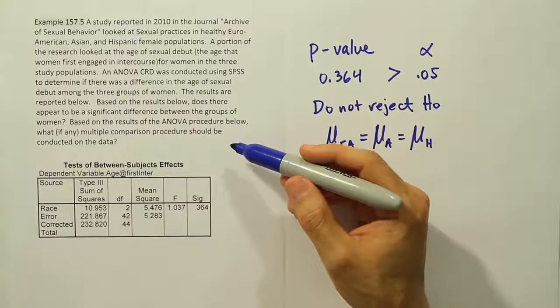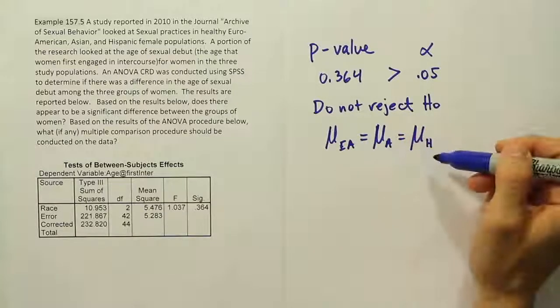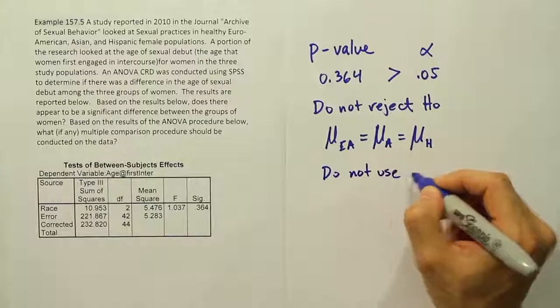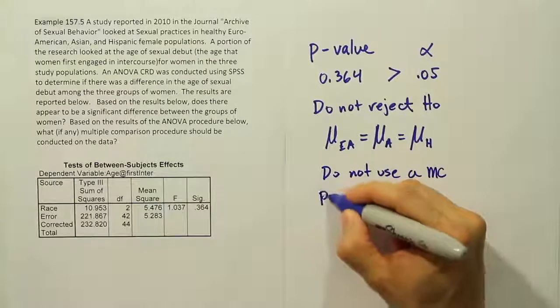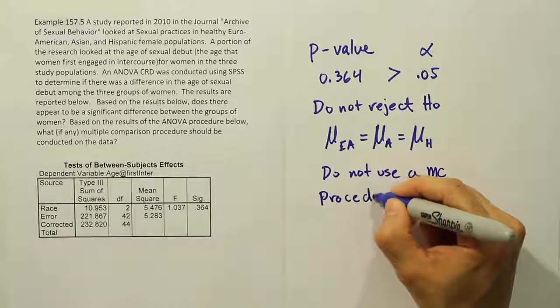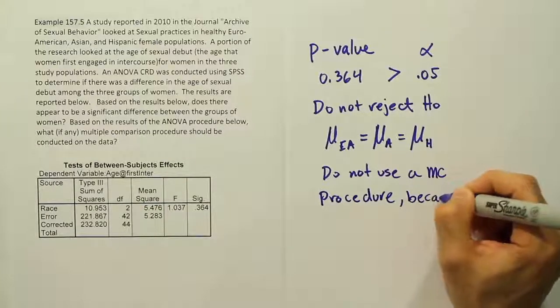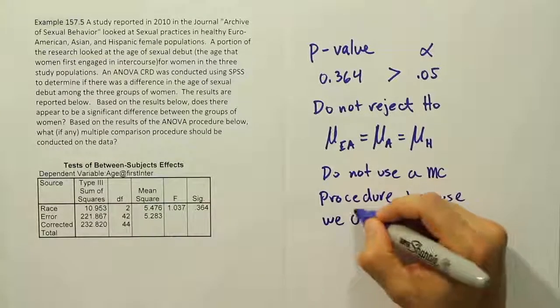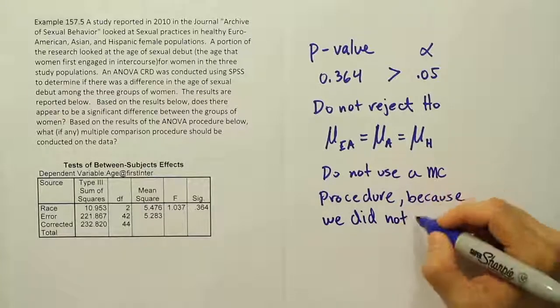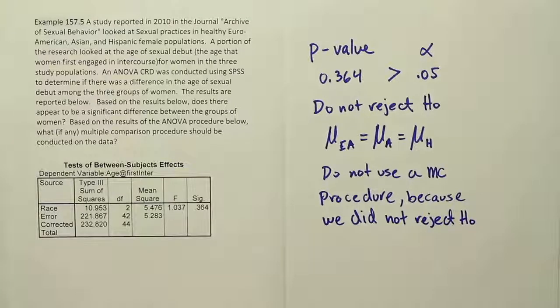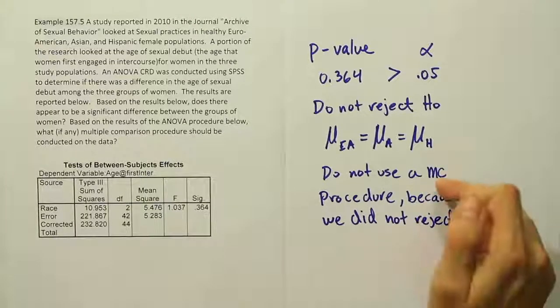So what multiple comparison procedure should be used? None, because essentially we were unable to reject the null hypothesis. So you just want to say, do not use a multiple comparison procedure here. It doesn't serve any benefit to do so. It would be a waste of your time, essentially. And the reason why is because we did not reject the null hypothesis. So please remember that in order to use a multiple comparison procedure, you should first reject the null hypothesis. If you don't do that, don't waste your time. If you are unable to reject, there's no need to do a multiple comparison procedure.